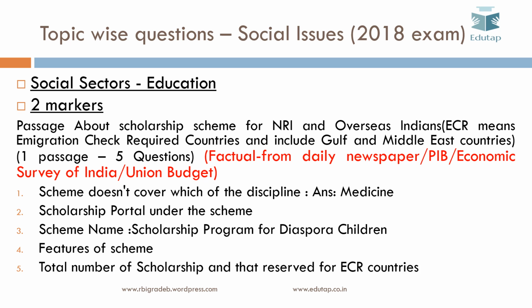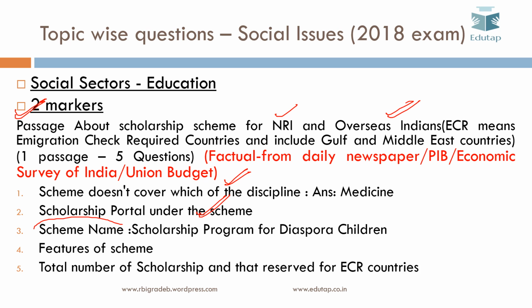Now friends, coming to important questions under social issues that were asked. When you talk about social sectors, as I told you, two chapters dominated the scene. One is your education and the other is health. So there were 2-marker questions. First, under education, there was a scheme that they had picked. It is about a scholarship scheme for NRI and overseas Indian. This particular scheme had 5 questions under it. What were the questions? The first one, you can see, a scheme does not cover which of the disciplines. What is the scholarship portal which is brought out under the scheme, and the scheme name.